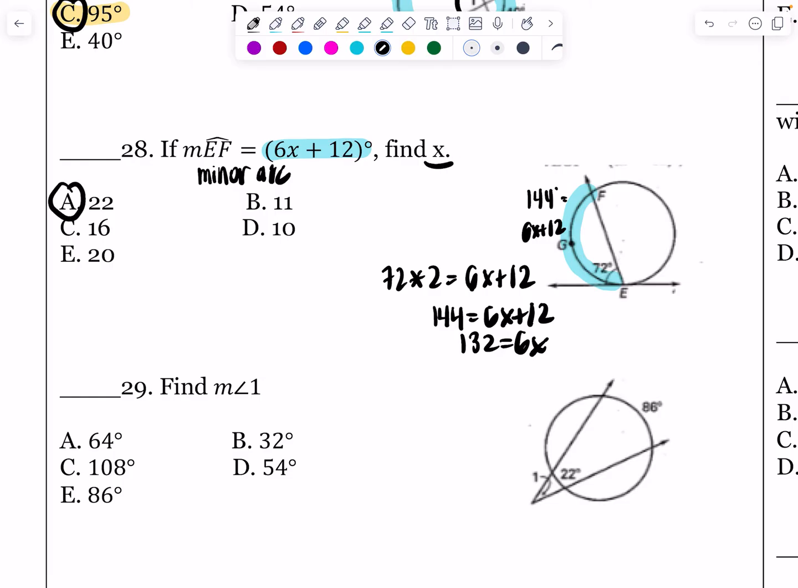Did they want to find x? They did. They didn't want me to actually go back and find the arc. They just wanted what x was. So A would be my answer on this problem.